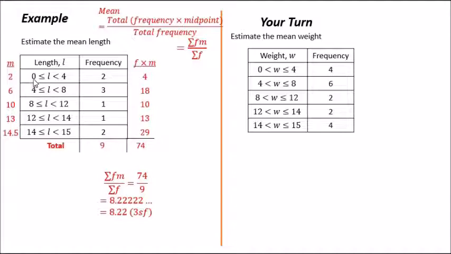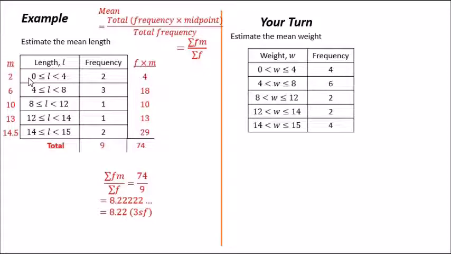So here, the class interval is between 0 and 4, where 0 is in the group because it's less than or equal to our length and 4 is not in the group. To estimate the length of each object, it would be the midpoint of the end values. So the midpoint of 0 and 4, which is 2.